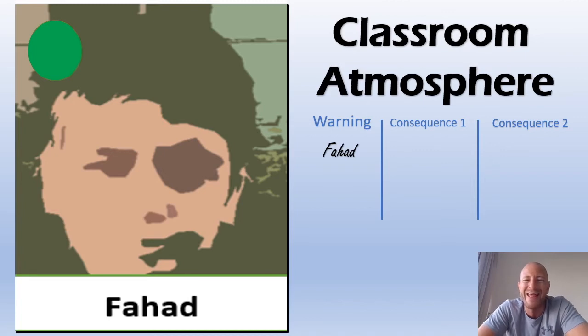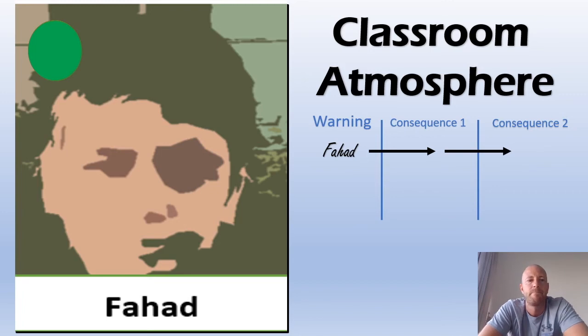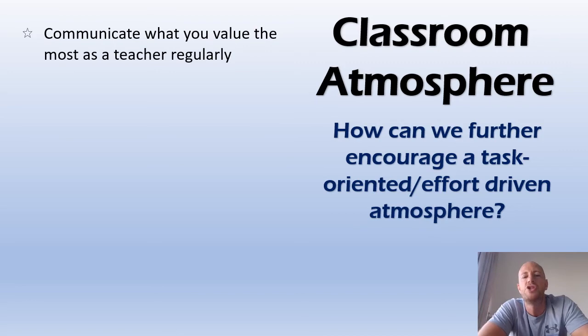And then if he was to make a bad decision again during that lesson, then we can start looking at consequences. Now that could be related to changing the colour on the tracker, or it could be related to your own school's behaviour management system. So that progress tracker goes some of the way to creating this task-oriented atmosphere that we want. So here's a few more things that you can do.